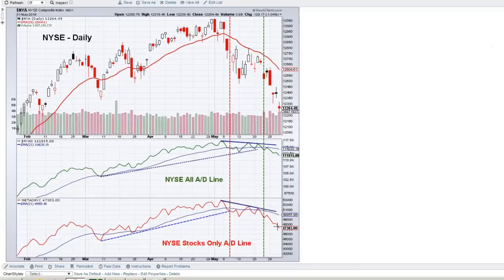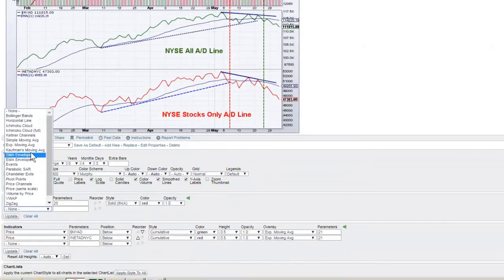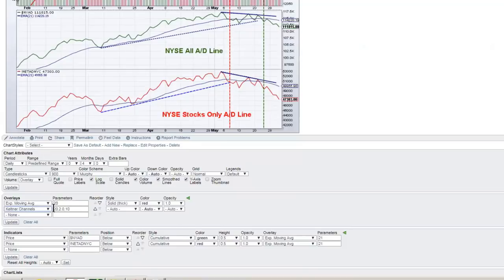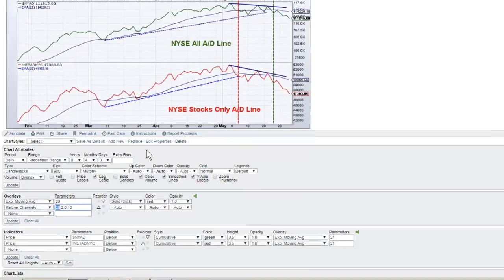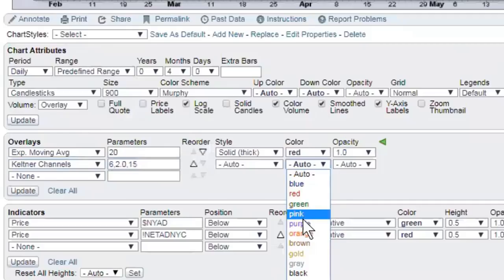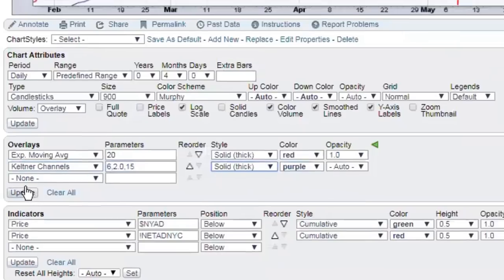We're getting oversold, and we can add on the equivalent of the Stark bands on here. You remember, StockCharts, and that's all you folks write in about, doesn't have Stark bands, so they have Keltner channels, and you have to change the numbers. The default is 6, 2, and 10, so you put in 6, 2, and then 15. And let's see, we'll make them in what color? How about purple dashed? Hit update.